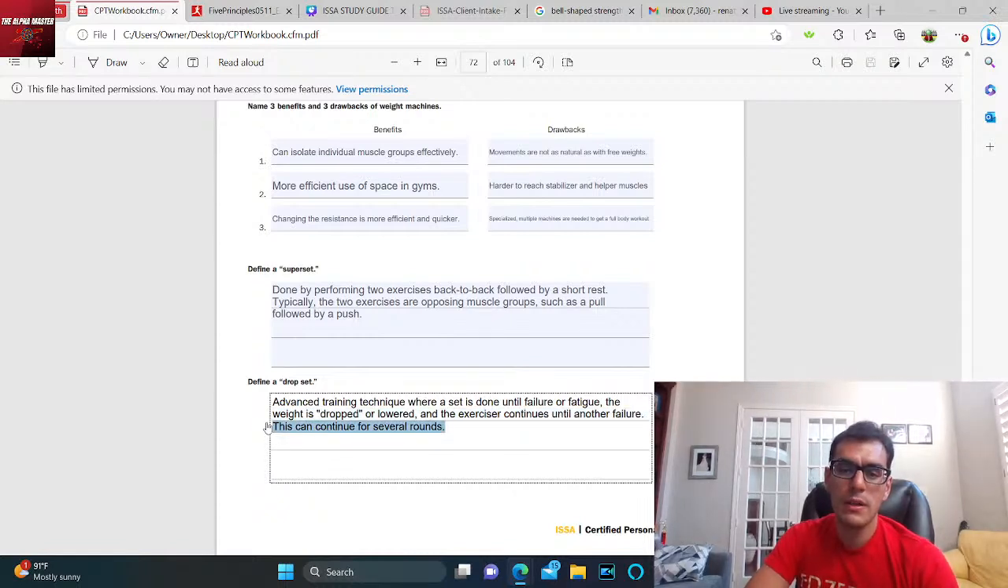And the exerciser continues until another failure. This can continue for several rounds.